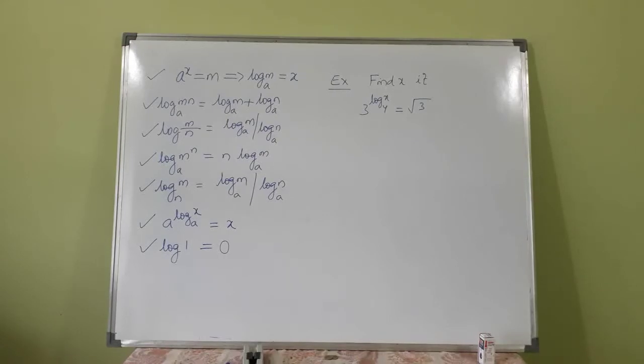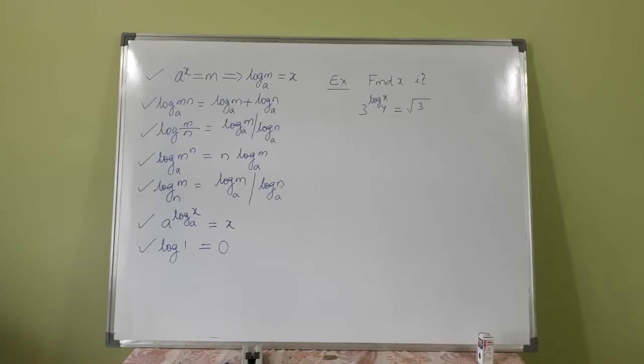Log m by n to the base a is equal to log m to the base a divided by log n to the base a. Log m raised to n to the base a is equal to n into log m to the base a. Log m to the base n can be changed into two separate logarithms as a ratio. This is called change of base: log m to the base a divided by log n to the base a.